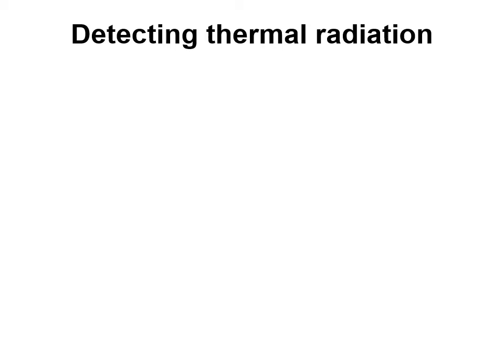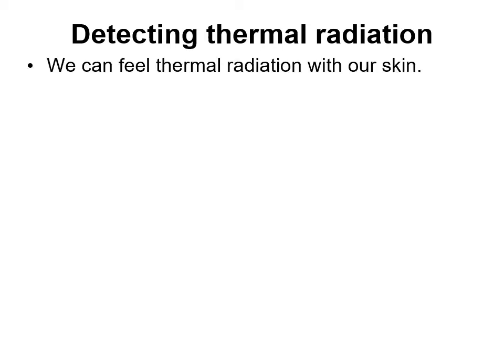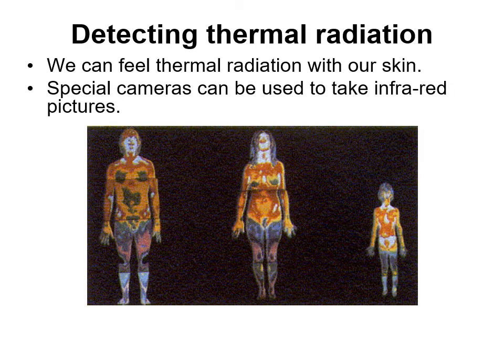So how do we actually detect this thermal radiation? If you go out on a hot day, you can feel that your skin is warm. So where's that heat coming from? It's coming from the thermal radiation of the sun. And special cameras can actually detect this infrared radiation.